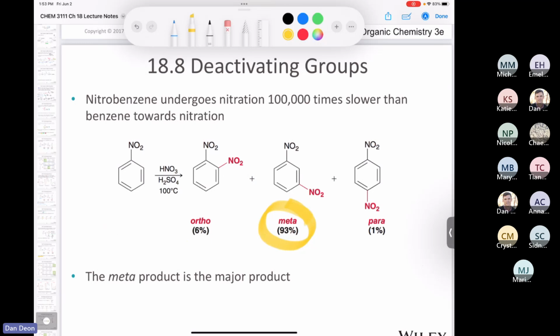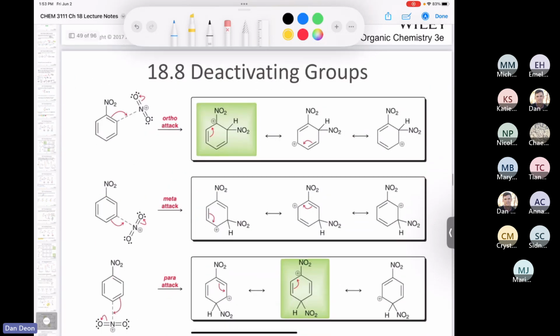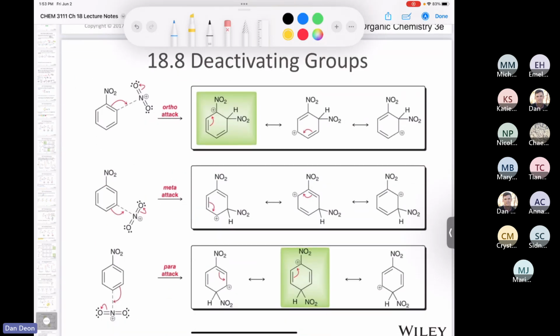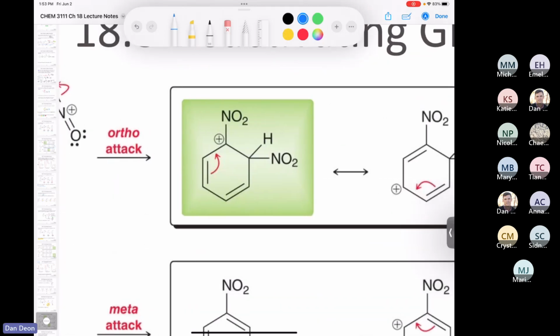And you're probably wondering, does it have something to do with the sigma complex that results when you do the meta attack, or the attack at the meta position? If that's your hunch, you're 100% correct. Take a look at the sigma complexes that result from ortho, meta, and para attack of nitrobenzene on the nitronium ion. What do you notice about the two structures that are highlighted in green? Do you notice that they have a positive charge on the ring adjacent to a nitrogen? If you have a dipole going between this carbon and this nitrogen, what that does is it destabilizes.